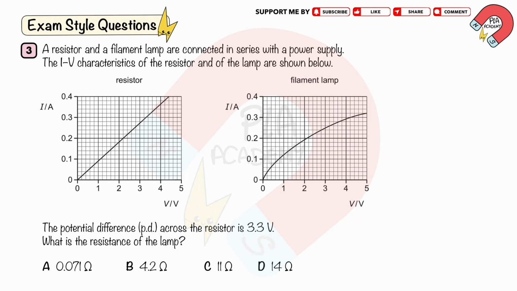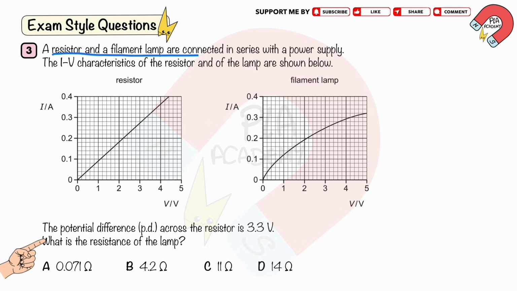Exam style question 3. A resistor and a filament lamp are connected in series with a power supply. The IV characteristics of the resistor and of the lamp are shown below. The potential difference, PD, across the resistor is 3.3 volts. What is the resistance of the lamp?